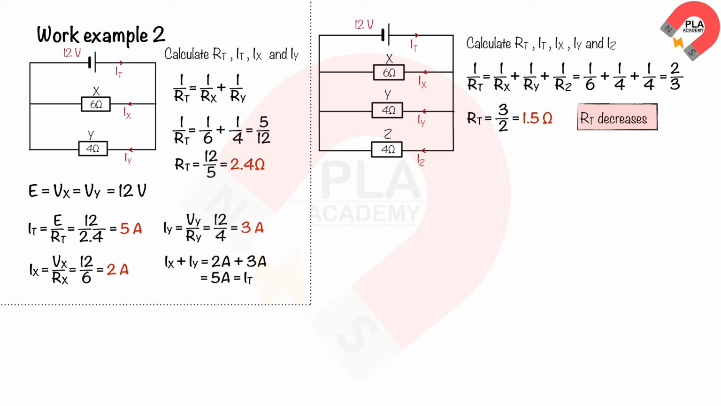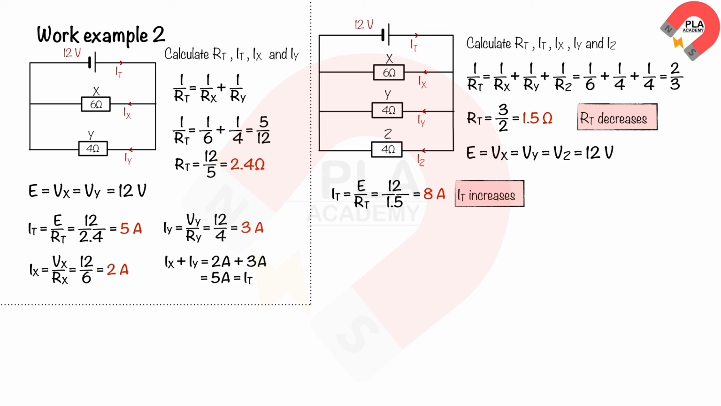The potential difference across each resistor is the same and equal to the EMF of the battery. So EMF E equals Vx equals Vy equals Vz equals 12 volts. Calculate IT using the following equation. IT equals E over RT. Substitute EMF equals 12 and RT equals 1.5. So IT is 8 amperes. You see that the current from the battery increases. Calculate Ix using the following equation. Ix equals Vx over Rx.